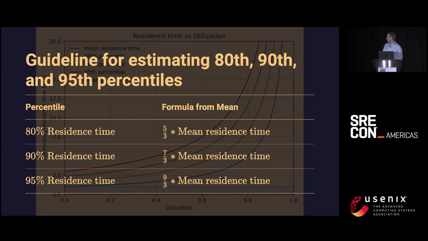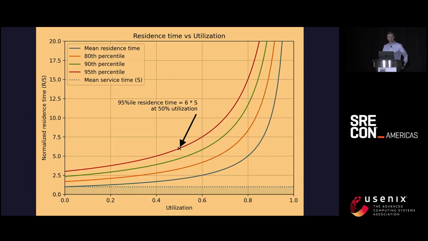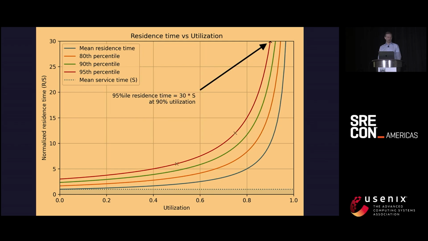If anyone wants the little rule of thumb numbers, it's there. These slides will be up, so you don't have to furiously write down numbers if you care about this for some reason. And then just to show when we look at this, the 95th percentile, at 50% utilization, we're already up to 6 times the service time. 75% utilization, 12 times the service time. And 90% utilization, I had to rescale the graph to get 30 times the service time on there. So you can see that when systems get heavily loaded, their performance is non-linear in terms of how it degrades.